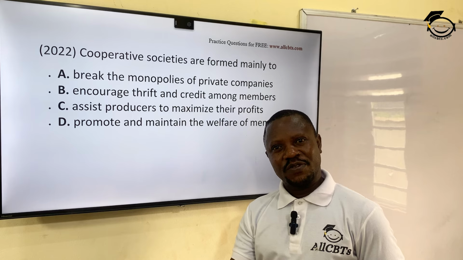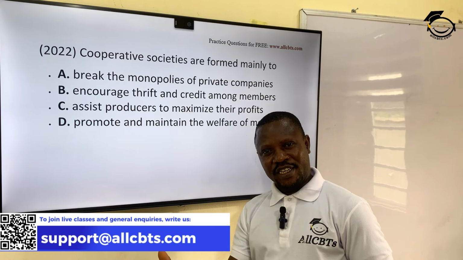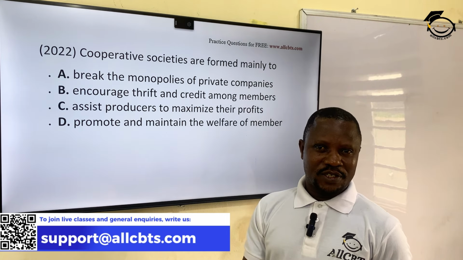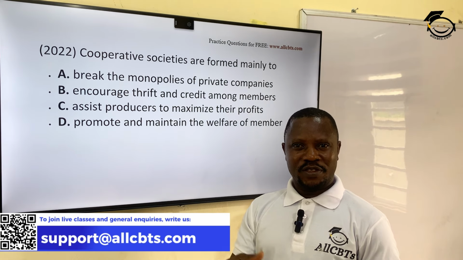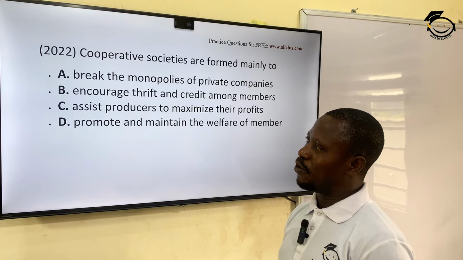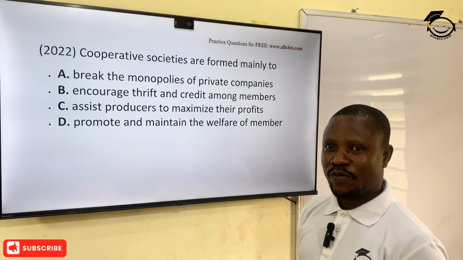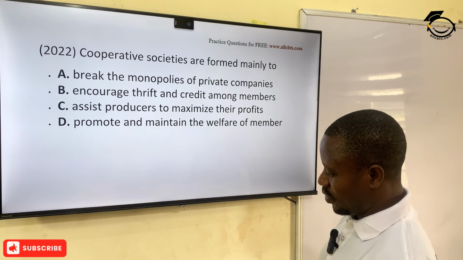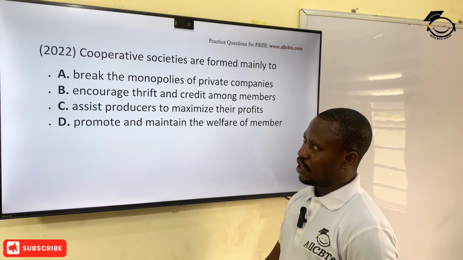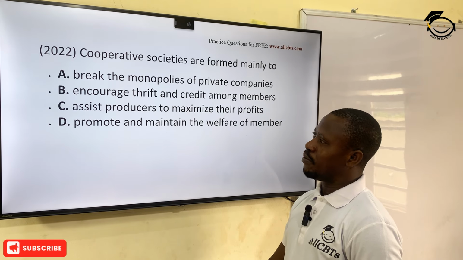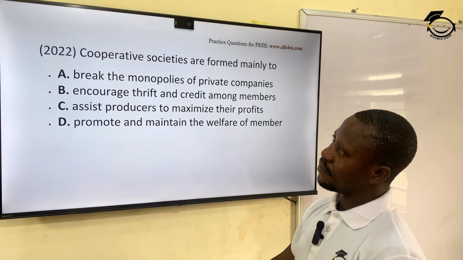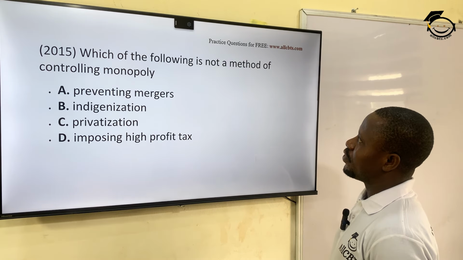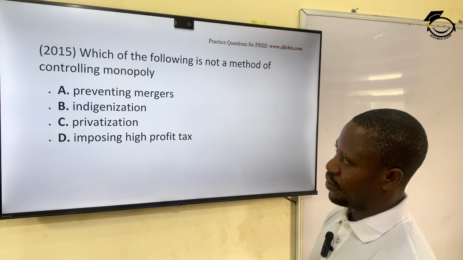You save money for a rainy day, and when you need a credit facility, you need a loan, you take a loan, whether twice or three times what you have, depending on the law that guides your own cooperative society, for whatever you want to do. All right, so option B, encourage thrift and credit among members, is the answer. Okay? Which of the following is not a method of controlling monopoly?